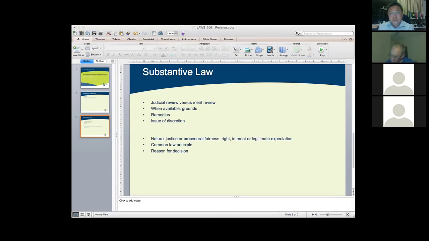That would be a breach of natural justice. The right to procedural fairness, the other aspect, as I said, is the right to be heard. What this means is that if you have a right or an interest or a legitimate expectation that will be interfered with by a decision, then you should be given an opportunity to be heard, to say your piece, to provide your evidence.